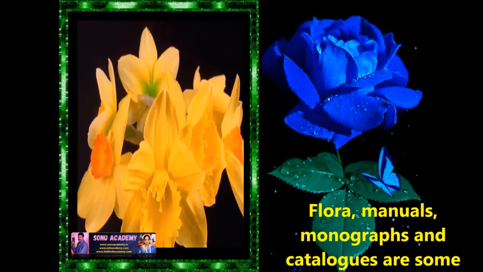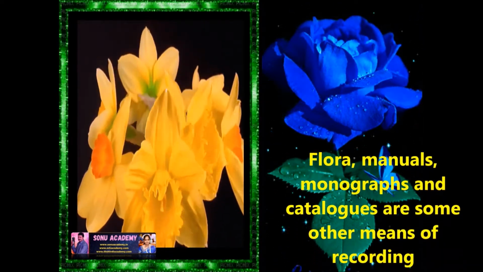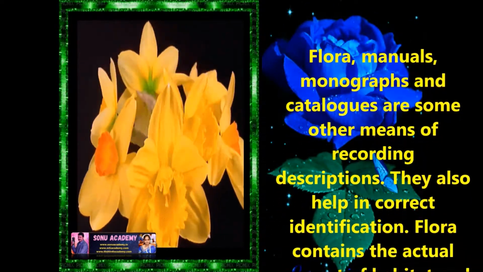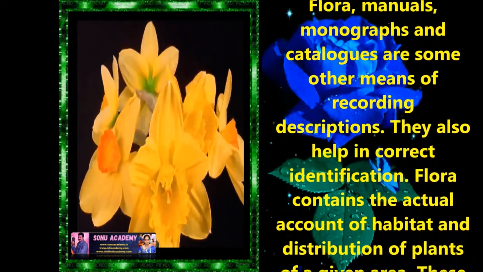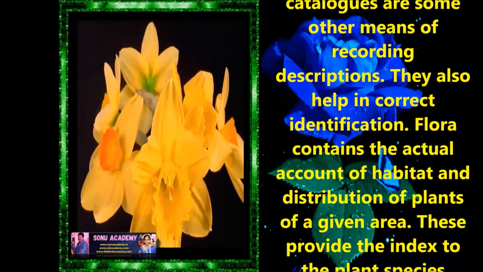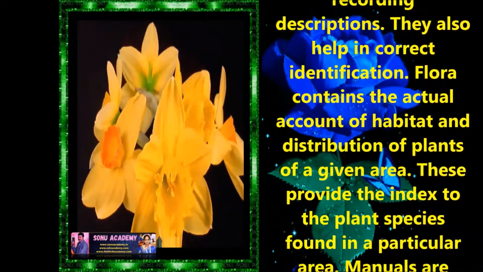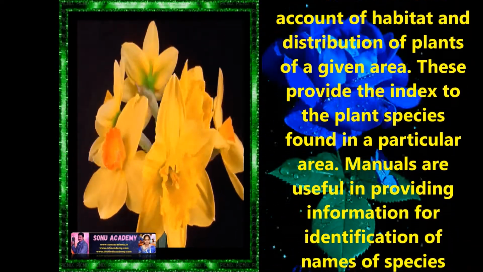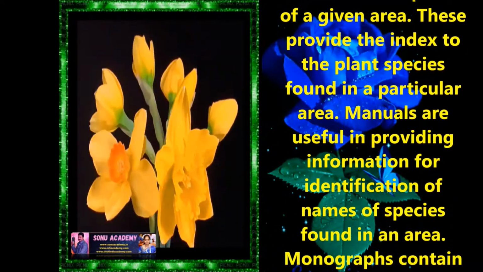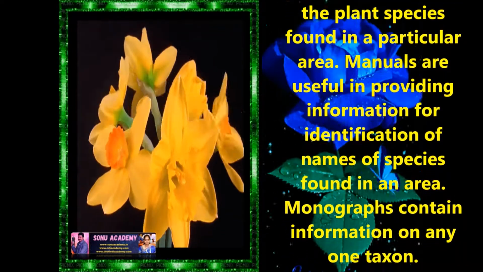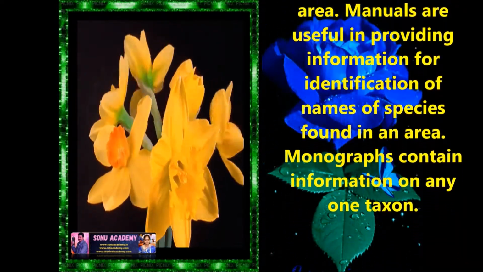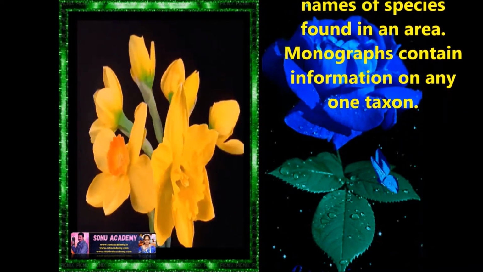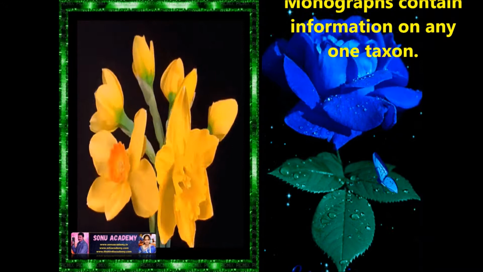Floras, manuals, monographs, and catalogs are some of the other means of recording descriptions. They also help in correct identification. Flora contains the actual account of habitat and distribution of plants of a given area. This provides the index to the plant species found in a particular area. Manuals are useful in providing information for identification of names of species found in an area. Monographs contain information on any one taxon.